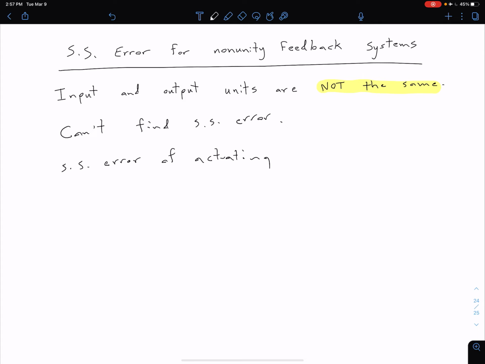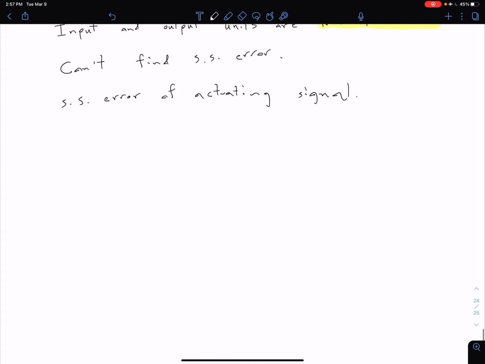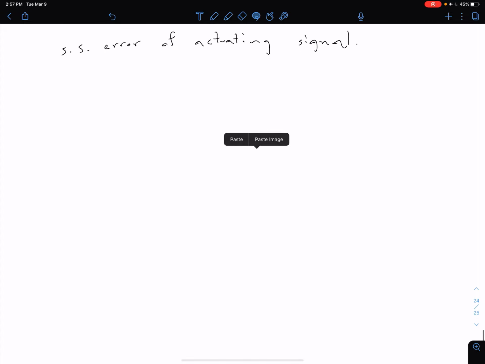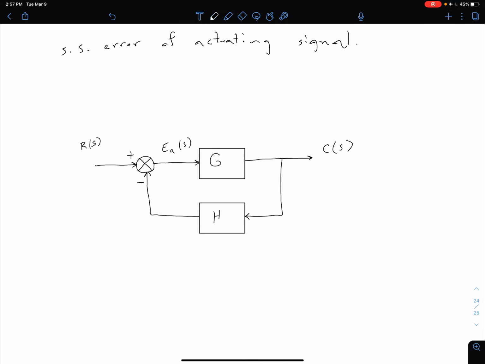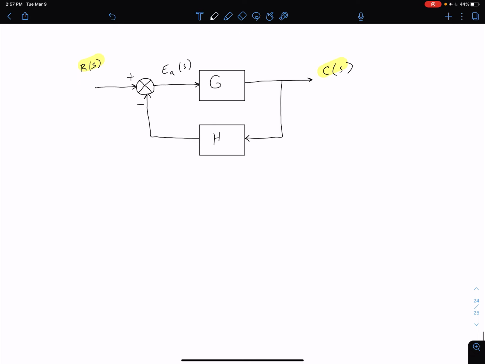So of actuating signal. And ultimately what we're going to do is go back to basics and do something similar to what we did when we first found the equation for our unity feedback system. So here's our block diagram, and again, we're assuming we have different units for our input and output, and that's possible because we have this feedback block H as opposed to our output simply being fed to our input.